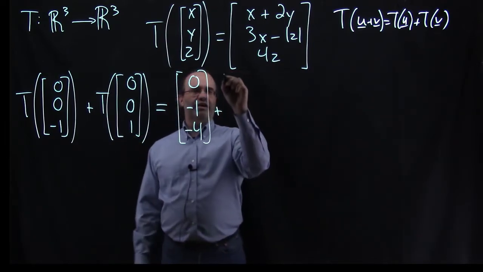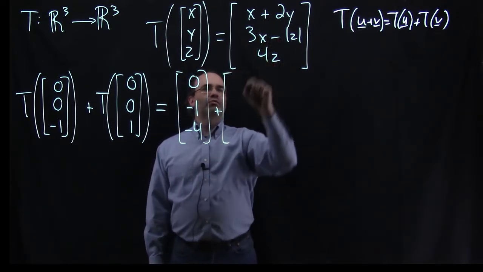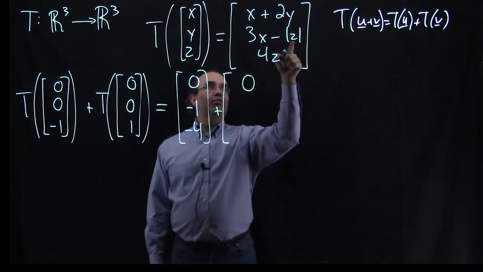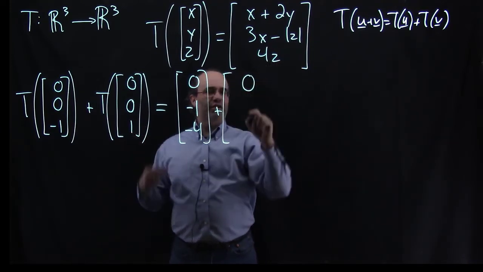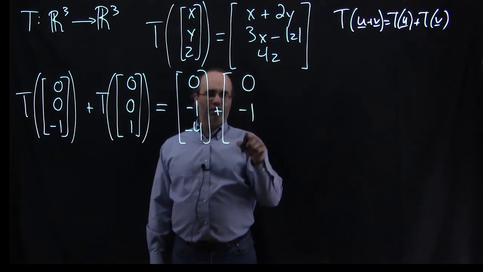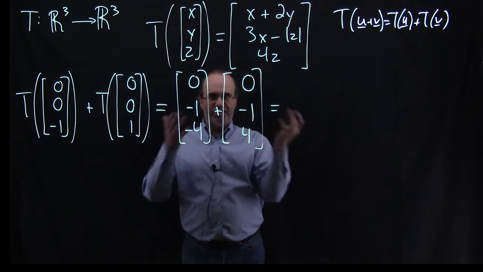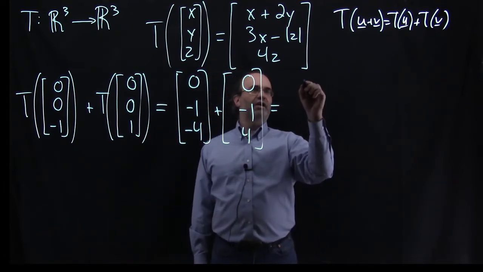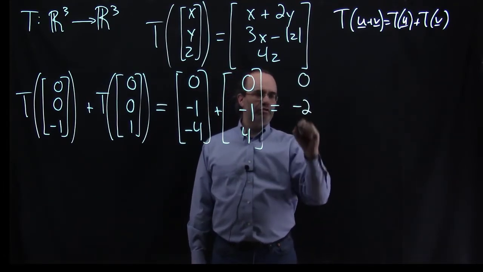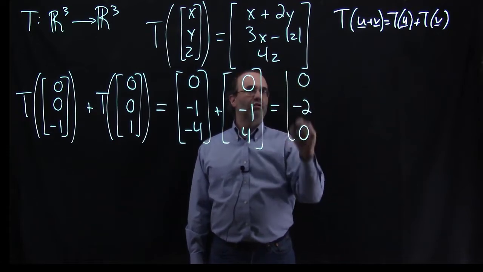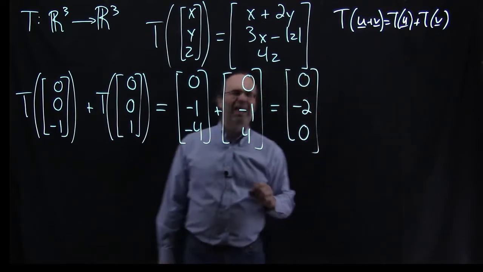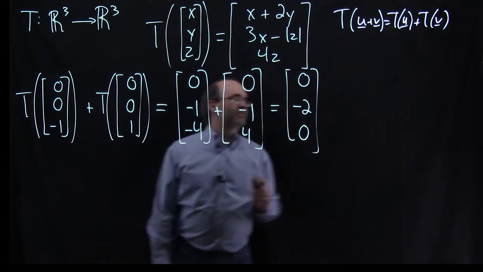What about this vector? Well, x and y are 0 again. Here, the absolute value of 1 is 1, and I get a minus sign in front. And the last entry is a 4. So I get this, and now I just sum these two vectors, and we get 0, negative 2, 0. All right, so this is the right-hand side.